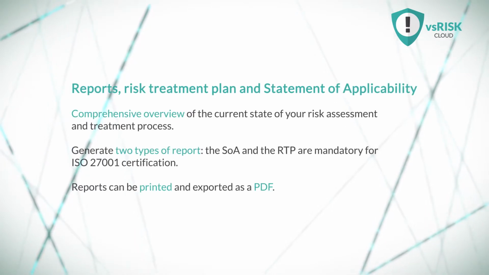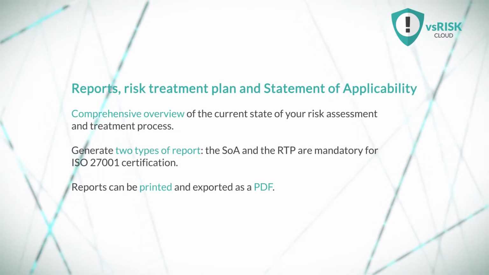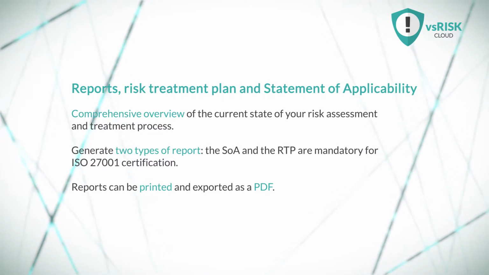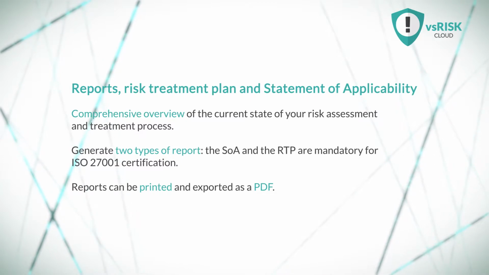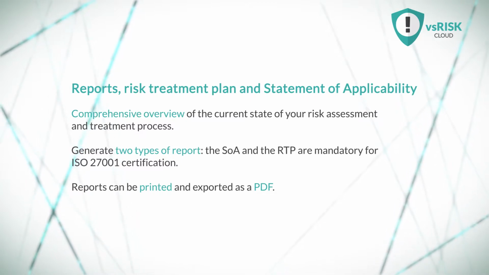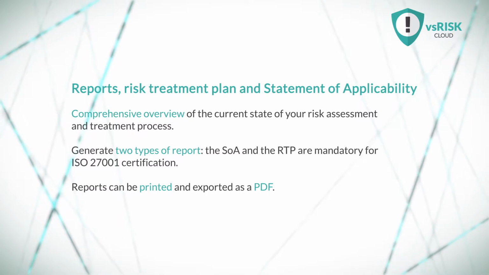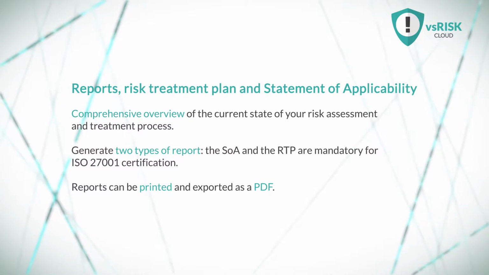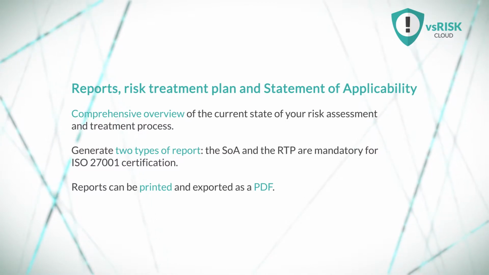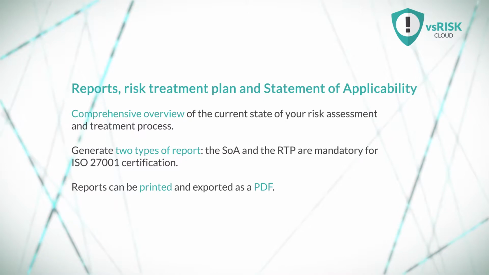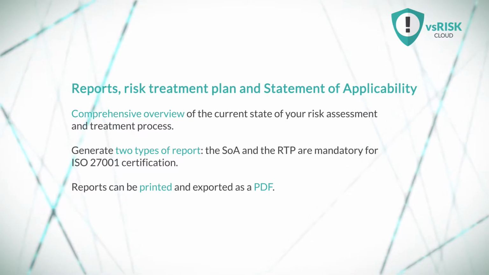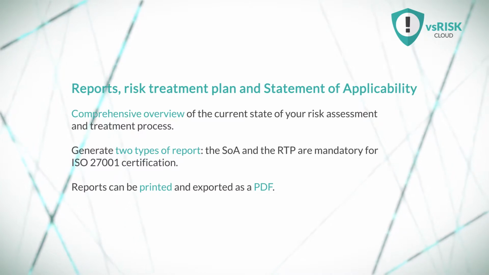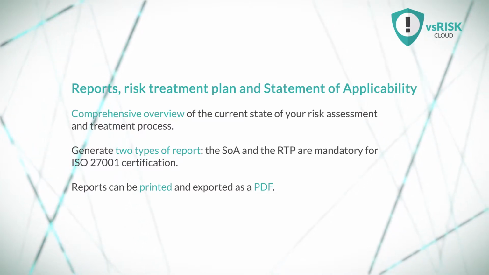Reports. This is where we're going to cover the risk treatment plan and the statement of applicability. The reports will give you a comprehensive overview of the current state of your risk assessment and treatment process. The two reports the system is able to produce are your statement of applicability and your risk treatment plan, as you may or may not be aware are mandatory parts or requirements of the ISO 27001 certification. Reports from within inside the system can be printed or exported as a PDF copy for electronic download.